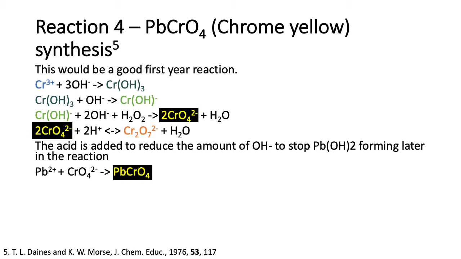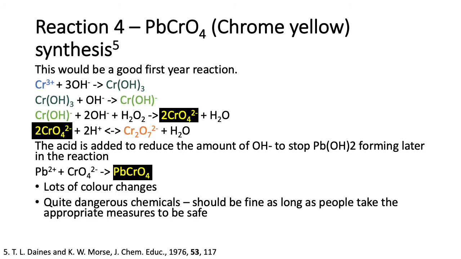So yes, you react a lead solution that you'll make with the chromium, and that should make you a very bright yellow precipitate. There's lots of color change in this reaction. The chemicals are quite dangerous, but you should be fine as long as people take appropriate measures to be safe.